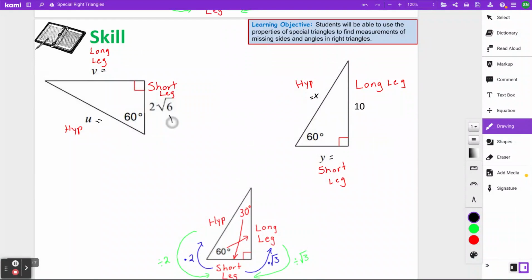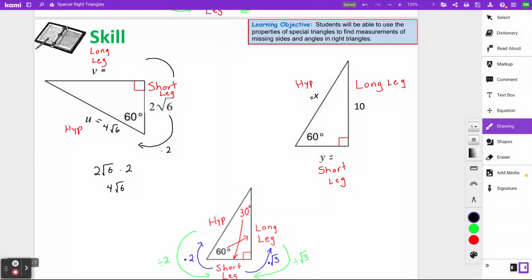To go to the hypotenuse, we multiply by 2. So short leg is 2 square root of 6 times 2. The 2's are outside the radical. We multiply them, that gives us 4. 6 is the only number inside the radical. We bring it down. 6 cannot be simplified, therefore the hypotenuse is 4 square root of 6.